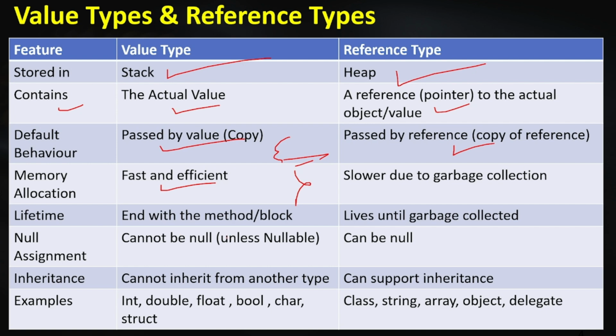A value type cannot be null. If you explicitly create nullable types, then it can be null, but normally it cannot be null. But a reference type can be null.